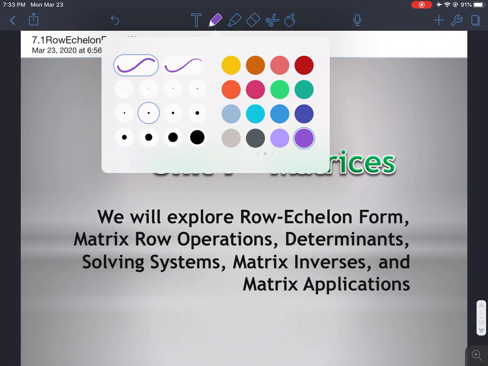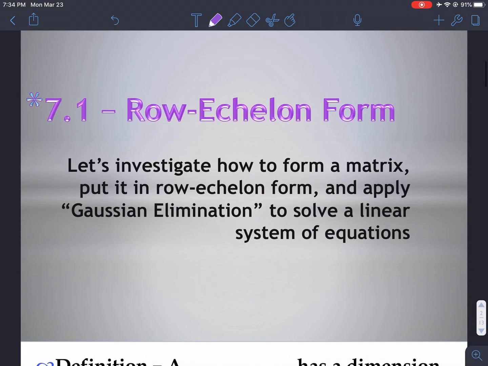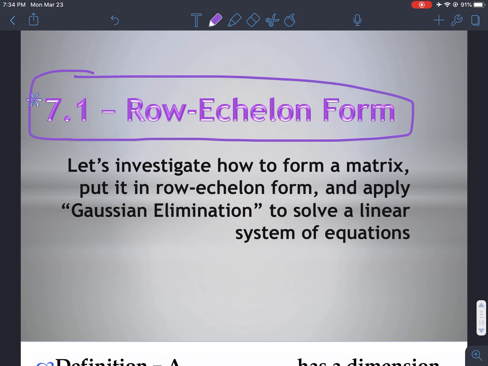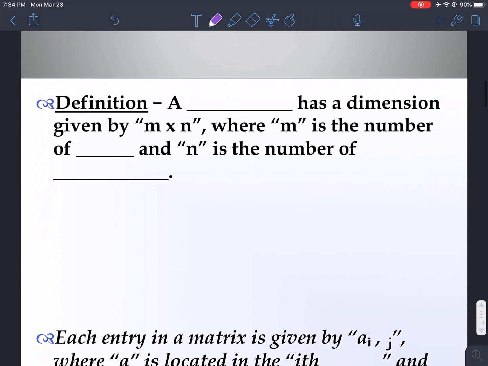Now we're going to start on Unit 7. This is matrices. We will explore row echelon form, matrix row operations, determinants, solving systems, matrix inverses, and matrix applications. The first unit is about row echelon form, all right? So 7.1. Let's investigate how to form a matrix, put it in row echelon form, and then apply it to systems of equations.